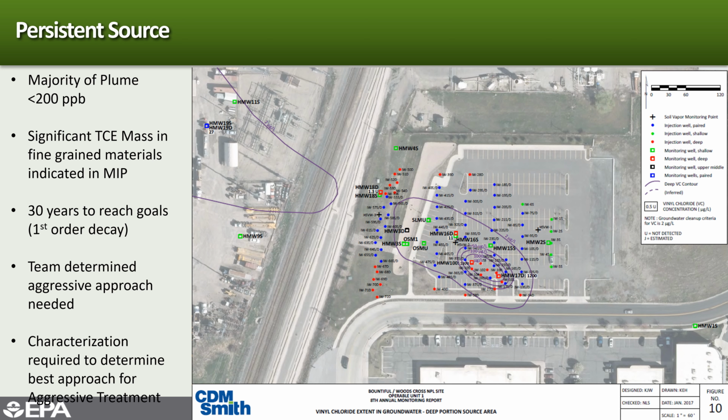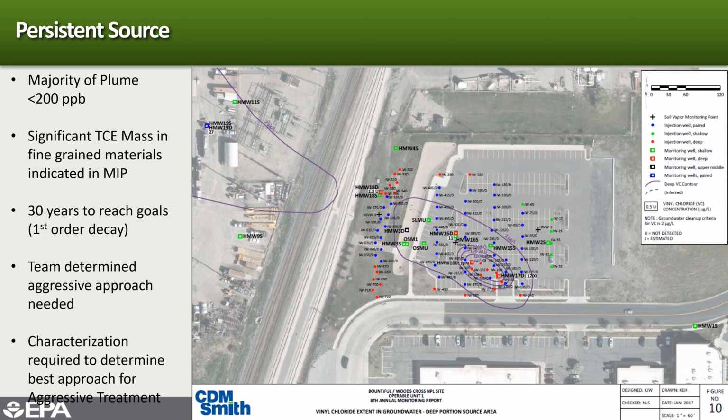Here, just a depiction of what the source looks like today. Again, the historical buildings are gone. It's really just a parking lot, but there is a well-characterized and known source zone right in this area. As I mentioned, the majority of the dissolved phase plume, less than 200 parts per billion for total chlorinated ethenes. So moving in the right direction in the down gradient dissolved plume, but there still appears to be significant TCE mass, particularly right here in the source zone, as was identified and indicated by membrane interface probe and some of the high resolution work.